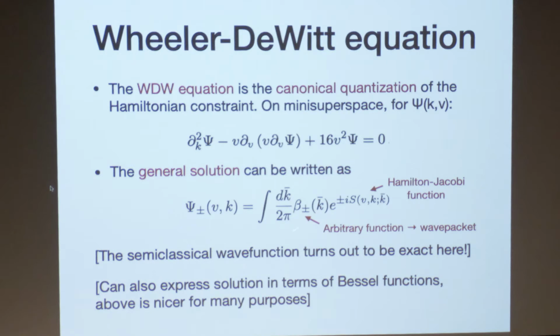So it's the Hamilton-Jacobi function, and then this is the wave. Yeah, you could write it in terms of Bessel functions, and the semi-classical wave function turns out to be exact, and there's a plus and minus here. So this is just the most general solution to this equation, and it depends on one arbitrary function.